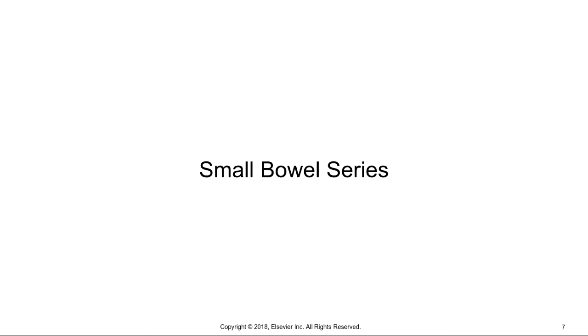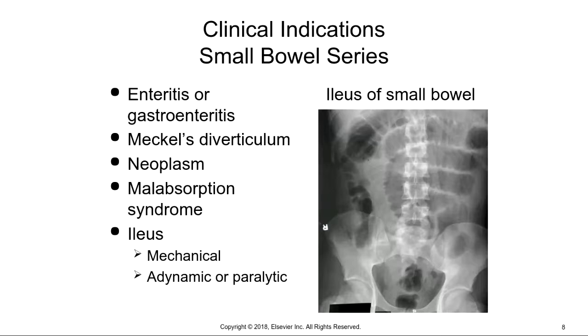Okay, and then we are going to talk about the small bowel series. Now, the small bowel series is, like we said, just an examination of the small intestine, and some of the clinical indications why a patient might have a small bowel series would be for enteritis or gastroenteritis, Meckel's diverticulum, a neoplasm, malabsorption syndrome, ileus, whether it's mechanical or adynamic or paralytic. And this picture actually shows ileus of the small bowel, which is large amounts of air.